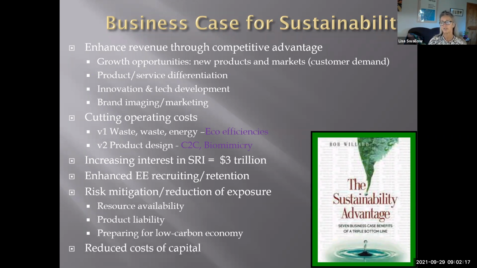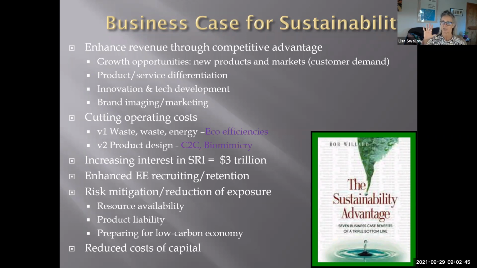And reduce costs of capital. We're just seeing that companies that have sustainability as a part of their corporate model, when they go to the banks or they go to folks that grant loans or give capital, they're able to get lower rates of interest, and the actual money or the capital is costing them less because they have more solid business models.